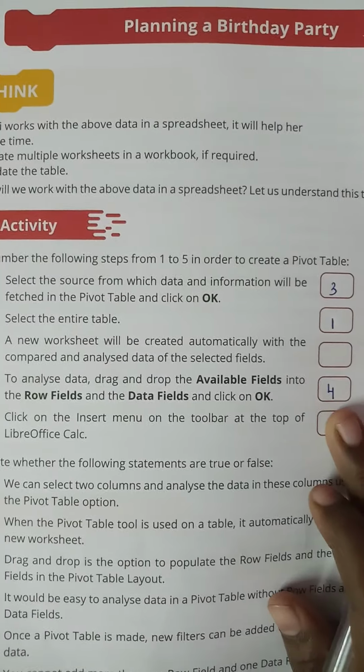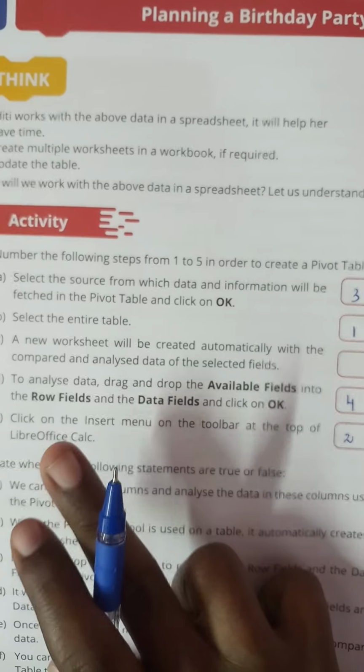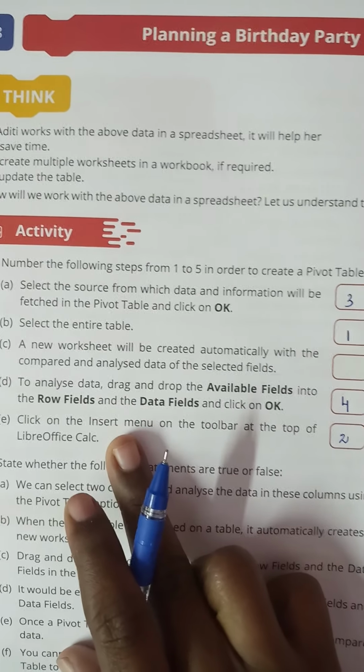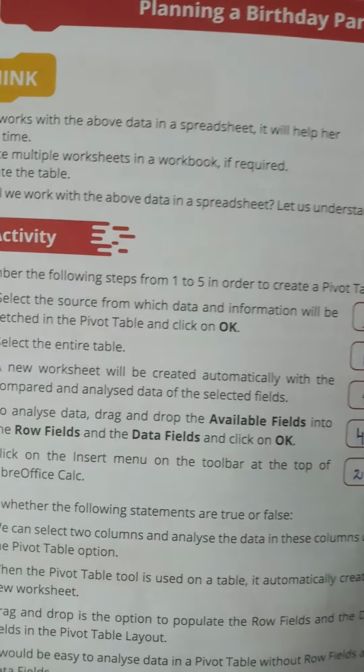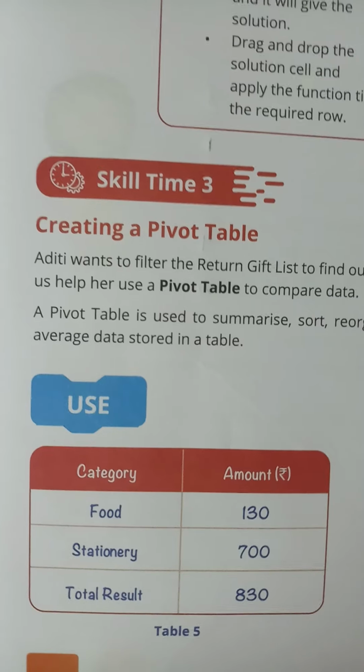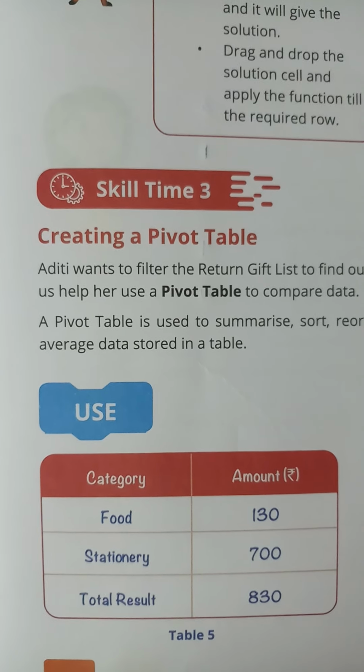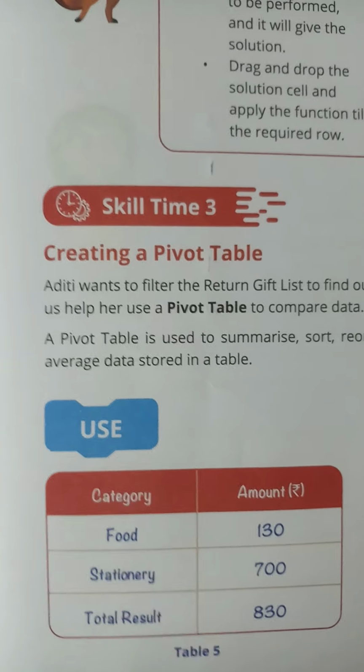This is our fourth step. And the fifth step is a new worksheet will be created automatically with the compared and analyzed data of the selected fields, which is table number 5. Table number 5 is created at last. Okay, this is the procedure to create a pivot table.